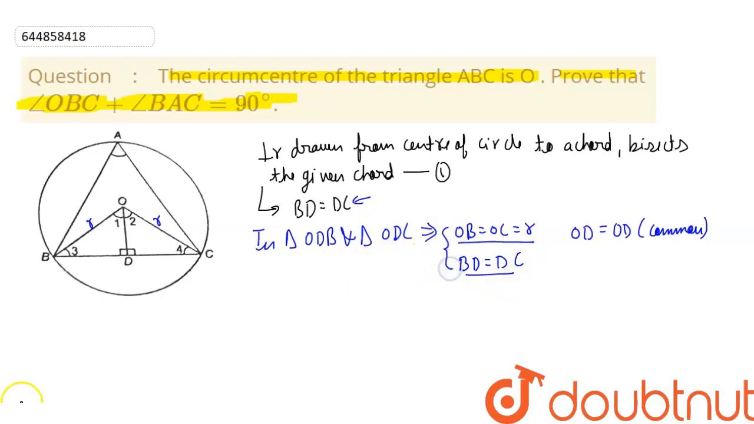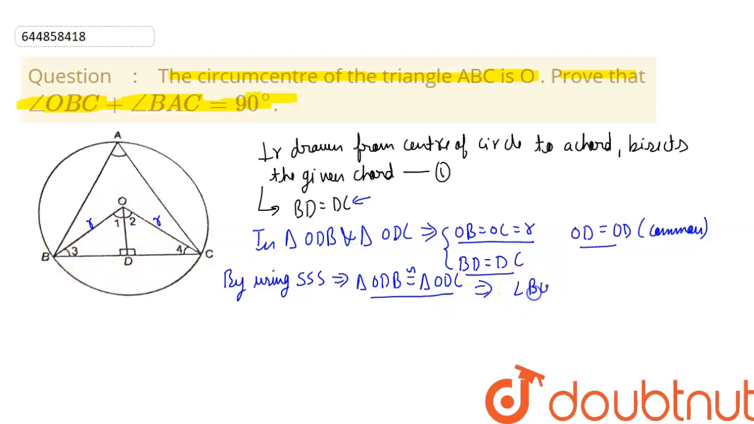By using these three conclusions, by the SSS congruency property, we can say that the triangle ODB is congruent to the triangle ODC. So we have proved that both of these triangles are congruent to each other. Since both of these triangles are congruent, by CPCT we have the angle BOD equals the angle COD.